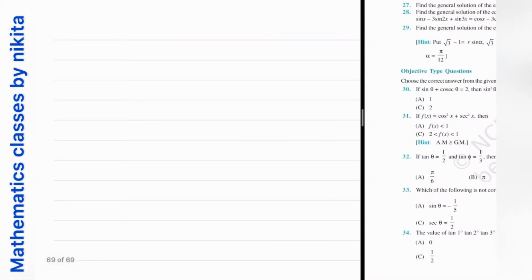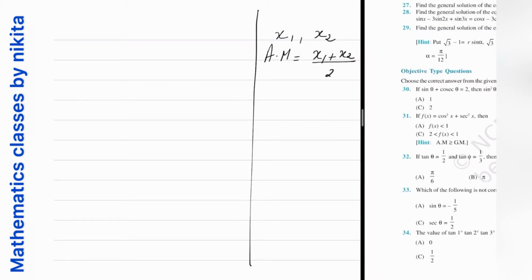Now let me tell you a little about the geometric and the arithmetic mean. Suppose you have two numbers x1 and x2. These are any two numbers. Okay, so x1 could be 5, x2 could be 3. I am just taking two numbers. So their arithmetic mean is defined as x1 plus x2 divided by 2. So this is known as the arithmetic mean. And the geometric mean is equal to under the root x1 into x2. Okay, now let's see what is given in the question.